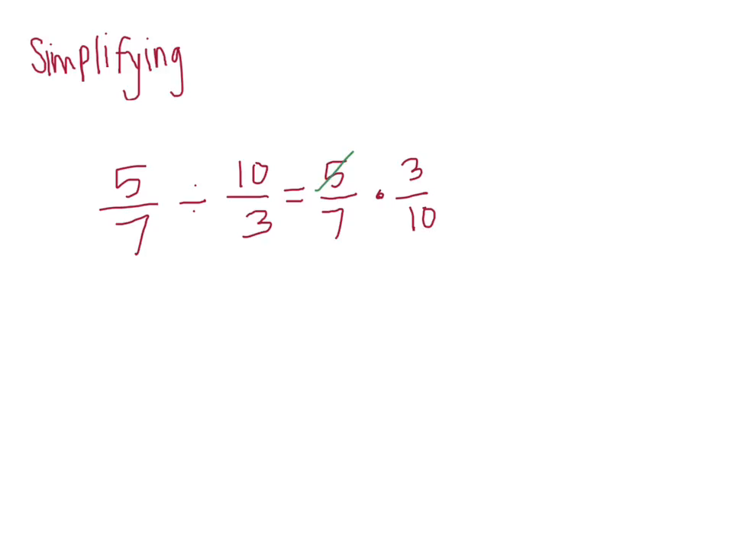So if I do 5 divided by 5, that will become a 1. Let's make that look more like a 1. 10 divided by 5, that number is going to become a 2. Now when I multiply across, 1 times 3 is 3. 7 times 2 is 14. So the fraction that I'm left with is 3/14.